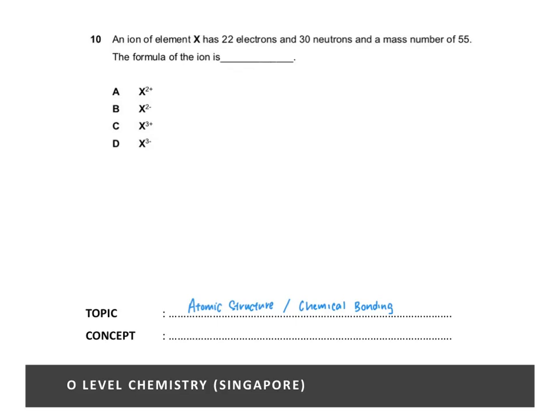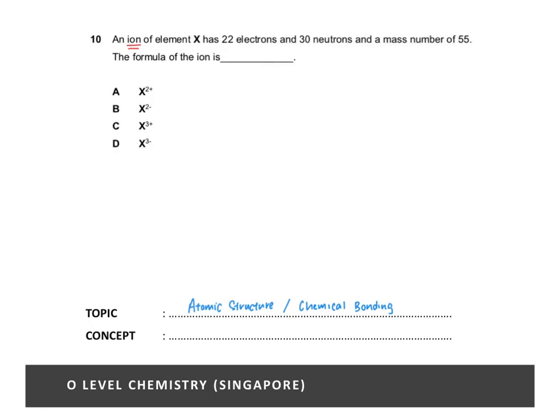Okay, this question is on the topic of atomic structure and a little bit of chemical bonding. The question tells you that there's this element X, and the very important thing to take note of is that the ion of element X has 22 electrons, 30 neutrons, and a mass number of 55.